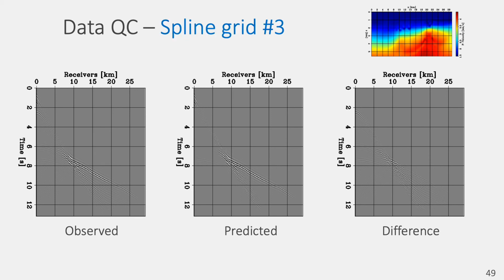and this is for spline grid 3, and we can already see a pretty good match between the observed and predicted data, especially at large offsets, and the difference begins to vanish. And finally, at the last step, the difference has completely vanished and our predicted matches perfectly the observed data.